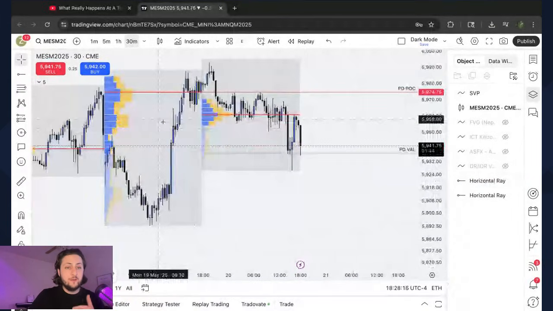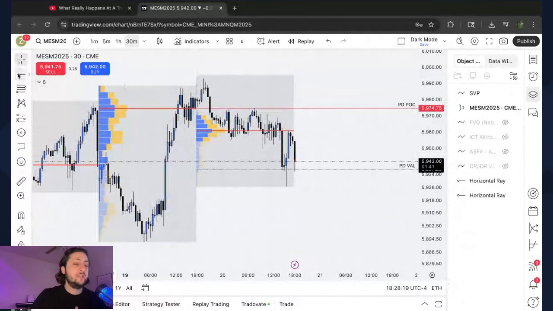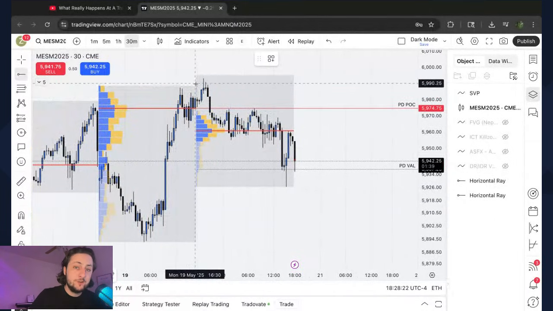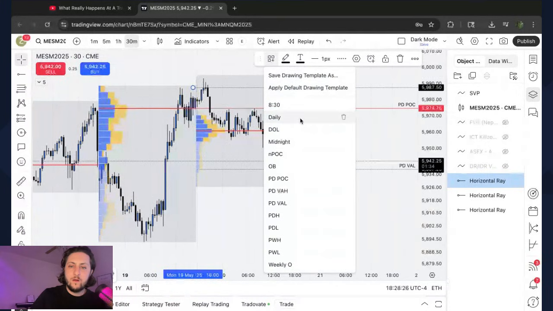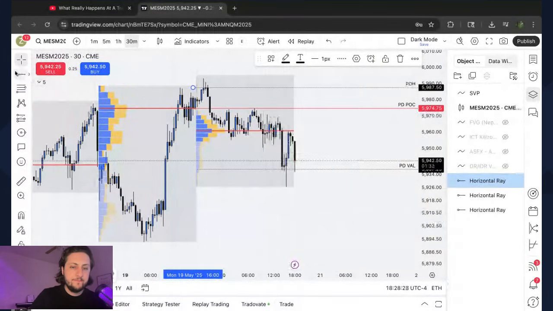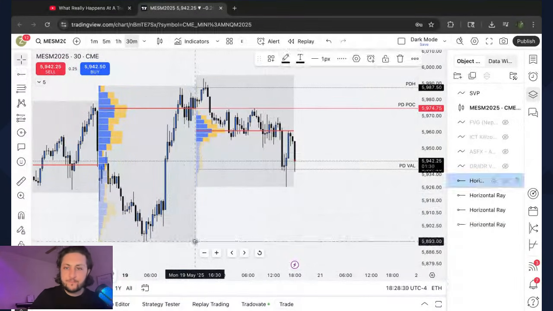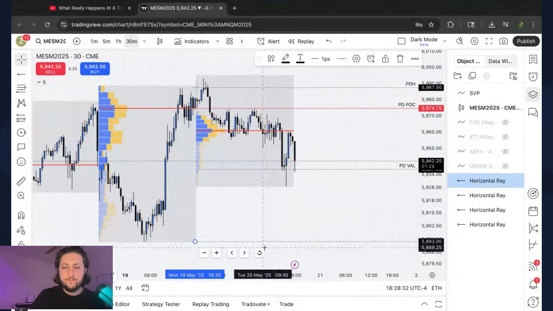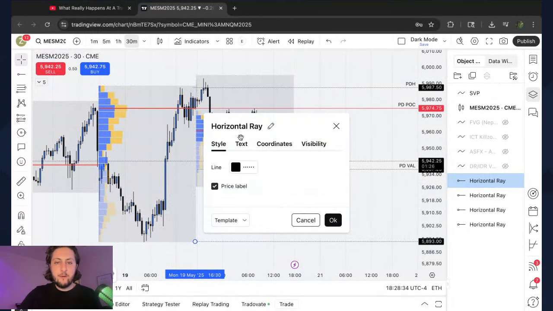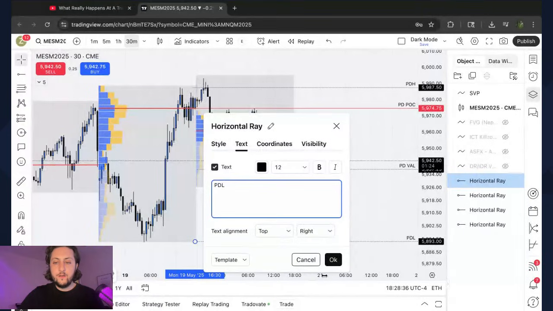Now, the other two levels that I'm always marking off, which is probably something that you guys are already used to, is previous day's high and previous day's low. So we'll mark that off as well. Previous day's high, previous day's low. Now, we have our volume profile levels on the chart.